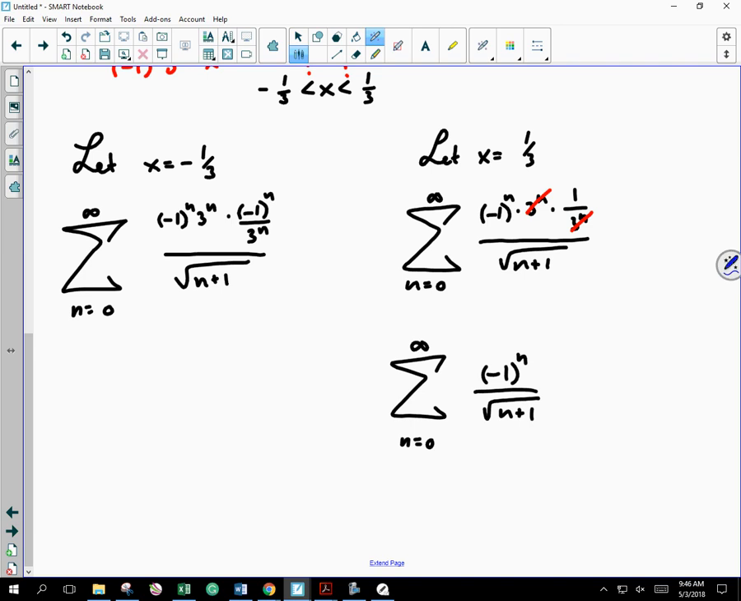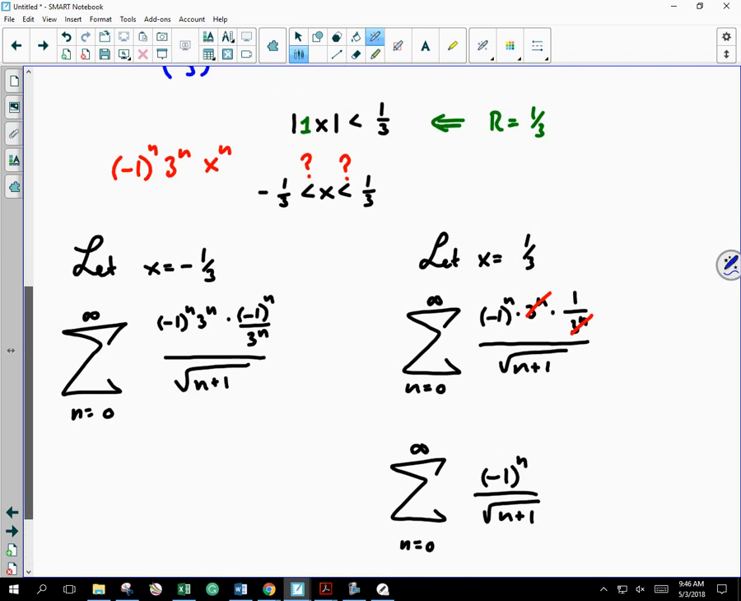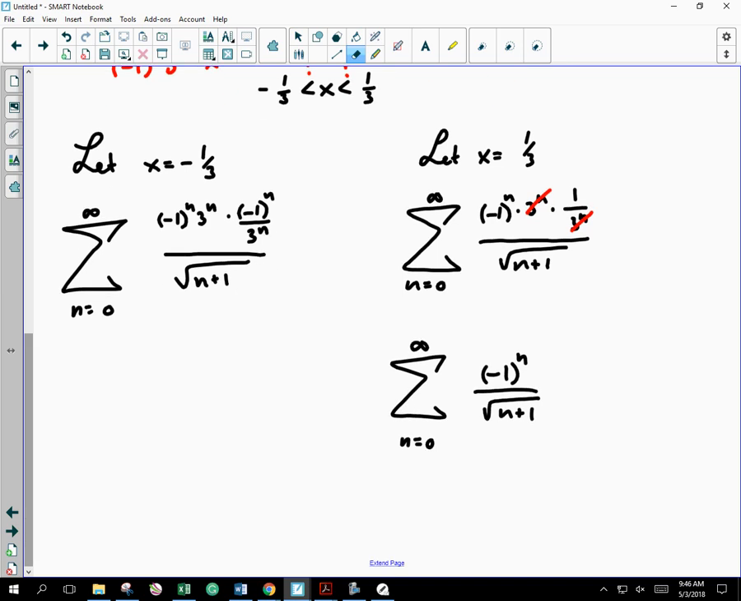So how about Montana? What test would you want to use on this one? It's alternating signs, so it makes sense to start there. Do you think this decreases? Can you guys visualize that? The next term out would have to get smaller. Does it go to zero? So we're going to put convergent by the alternating series test.